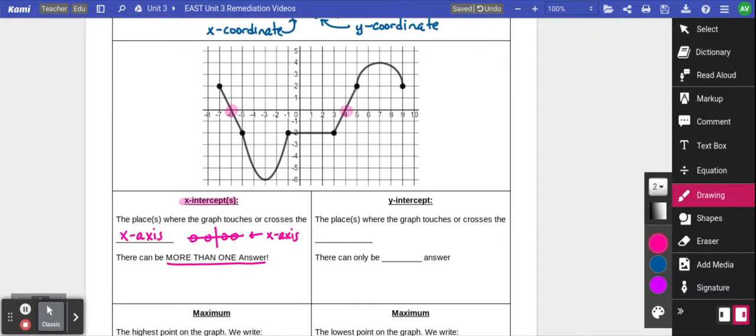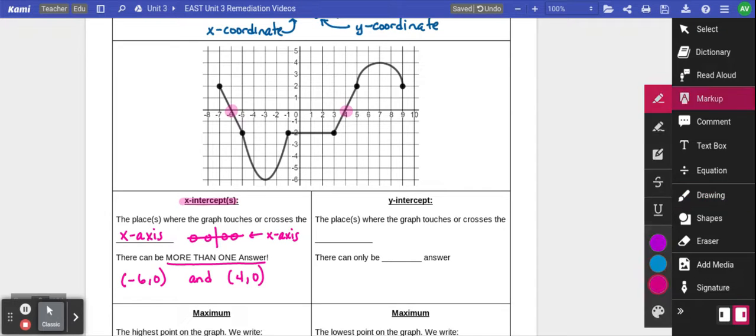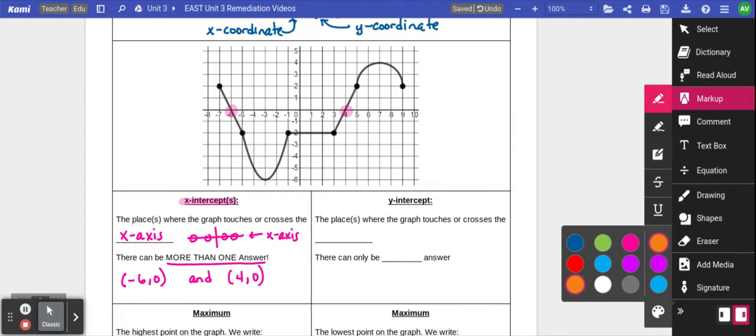To name those points, I would name them (-6, 0), because this first point has the coordinates -6 as x and 0 as y. And the second point would be called (4, 0), because that point has an x coordinate of 4 and a y coordinate of 0.